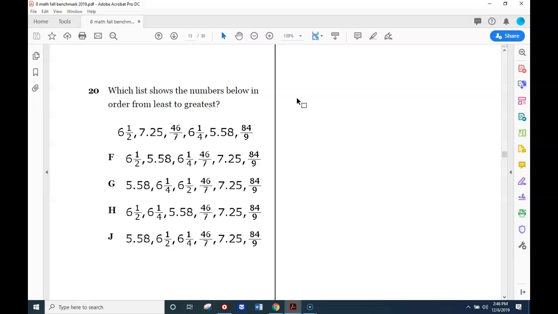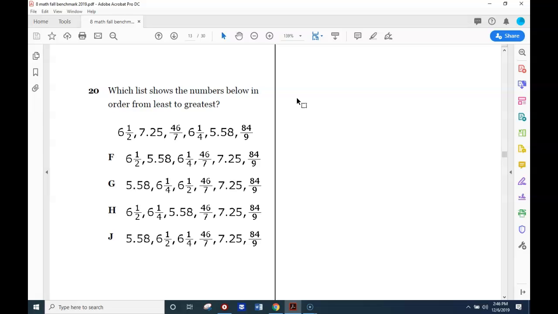Number 20. Which list shows the numbers below in order from least to greatest? 6.5, 7.25, 46 over 7, 6 1/4, 5.58, 84 over 9. F, 6.5, 5.58, 6 1/4, 46 over 7, 7.25, 84 over 9.